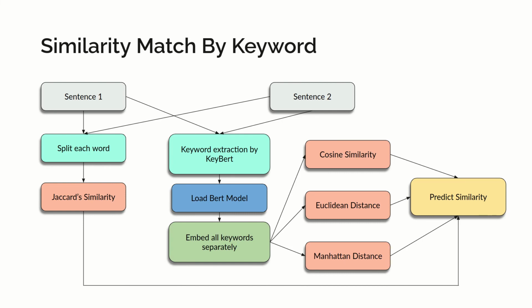For this task, we use KeyBERT, which is a minimal and easy-to-use keyword extraction technique that leverages BERT embeddings to create keywords and key phrases that are most similar to a document. These extracted keywords are fed to the DistilBERT NLI mean tokens model for embedding.